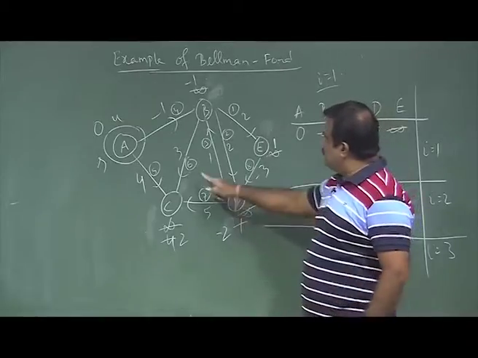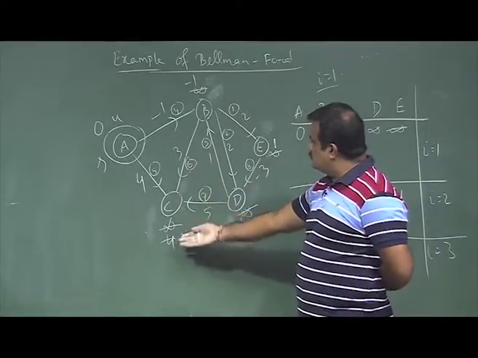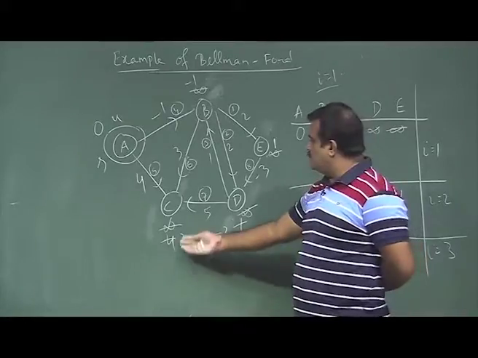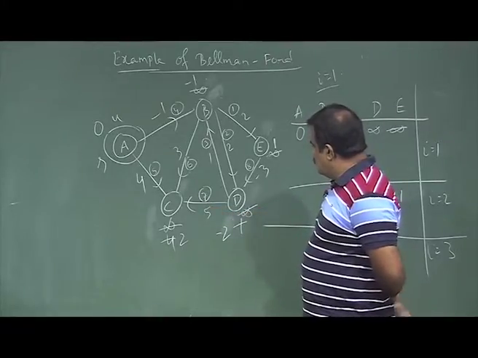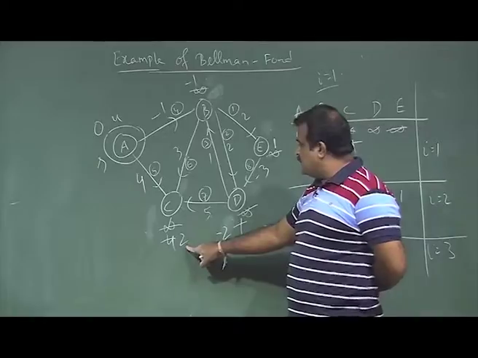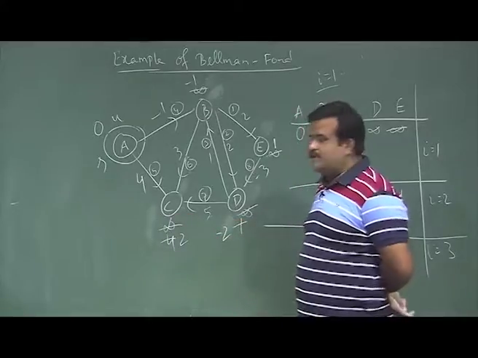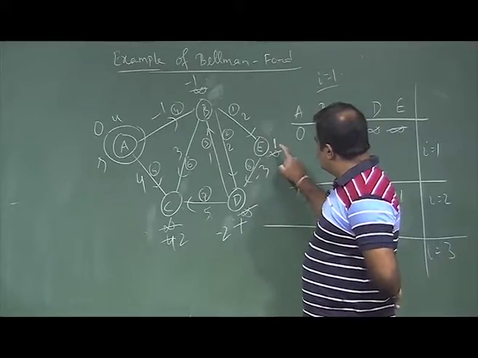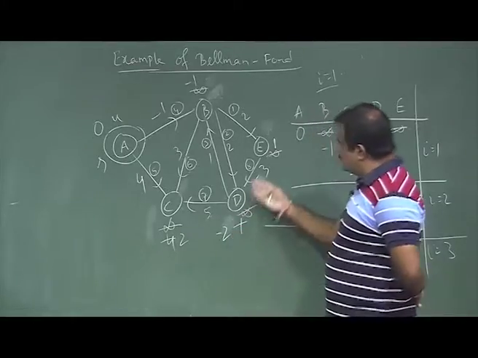Then number 6 is this one. This is minus 1, so minus 1 plus 3 is 2, which is already the same as the current value. So no further relaxation is required for this vertex v. Then number 7 is this one. Minus 2 plus 5 is 3, and 3 is not better than 2. So no further relaxation is required for this vertex v. Number 8 is this one, u to v. This is 1, this is minus 3, so minus 2, which is the same as this. So no further relaxation is required.